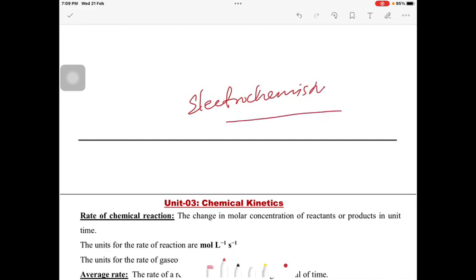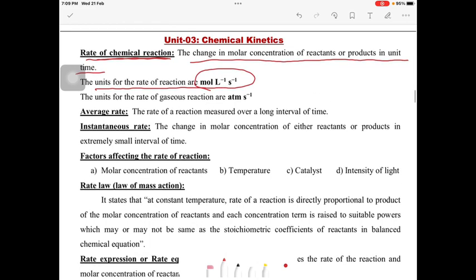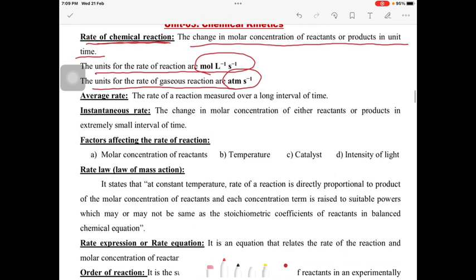Next, unit 3, chemical kinetics. Rate of chemical reaction: the change in molar concentration of reactant or product in unit time is known as the rate of chemical reaction. Unit for rate of reaction is moles per liter per second. The unit for the rate of a gaseous reaction is atmosphere per second. Average rate: the rate of reaction measured over a long interval of time.